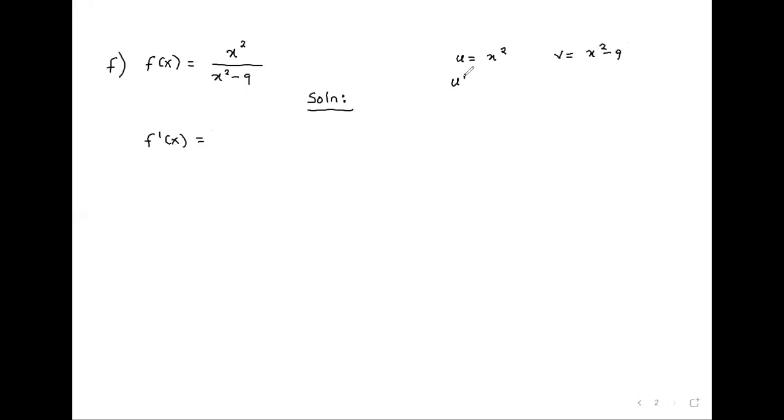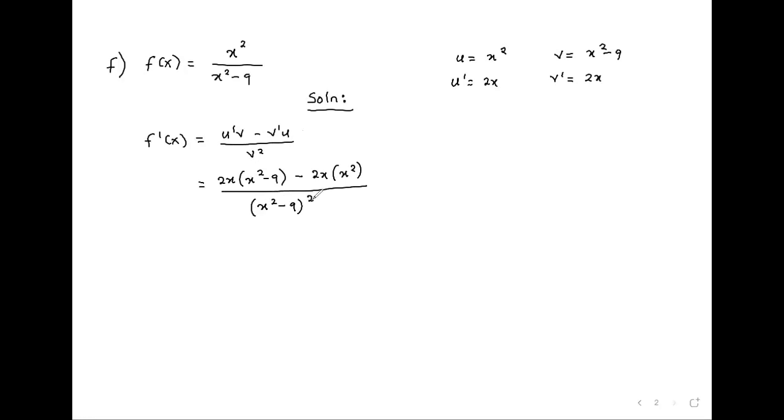And then differentiate u, we'll get 2x. Differentiate v, we'll get 2x. And then rearrange it as u prime v minus v prime u over v squared. Now u prime is 2x, v is x squared minus 9, minus v prime is 2x, u is x squared, everything over x squared minus 9, which is our v squared.